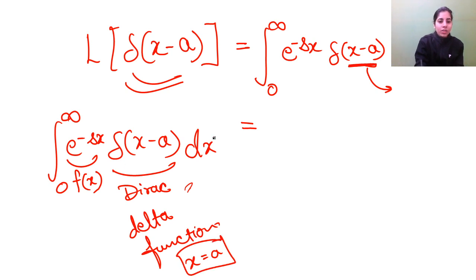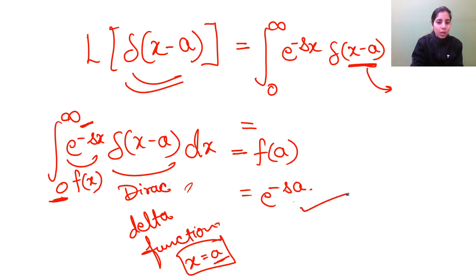Clear? And if I'm going to ask you, what will be the final answer for this integration? You know, if a is lying between 0 to infinity, will a lie between 0 to infinity? Yes, there are greater chances. That is, it is just showing us the positive value. So it will be equal to fa. Okay, that means e to the power minus sa. Clear? And that's how we got this expression or the formula. Is that fine?